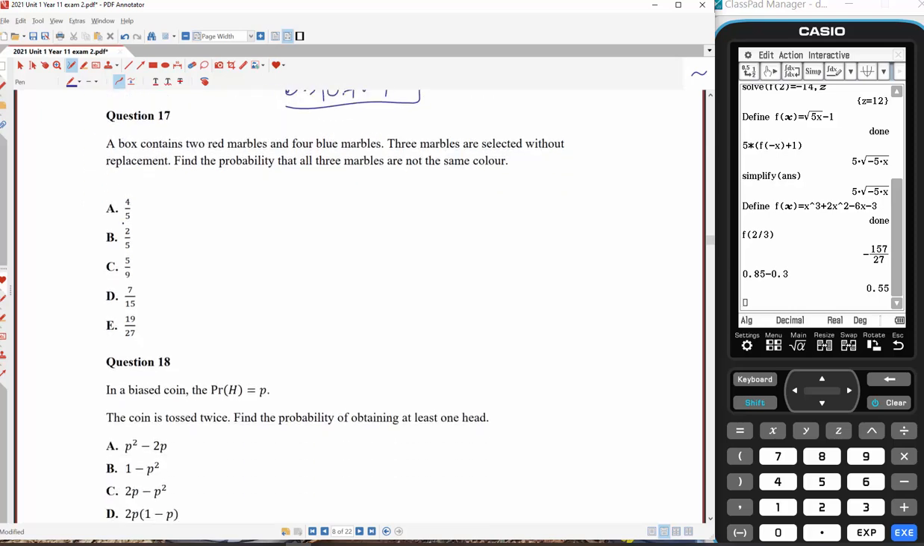A box contains 2 red marbles and 4 blue marbles. 3 marbles are selected without replacement. Find the probability that all 3 marbles are not the same color. Okay, so basically we get red or blue, red or blue, red or blue.